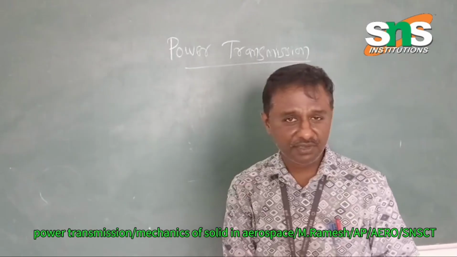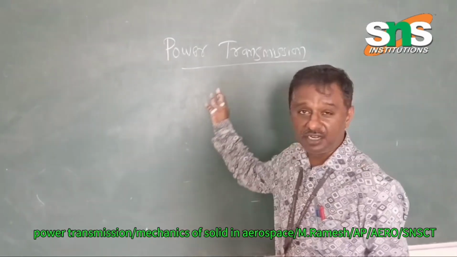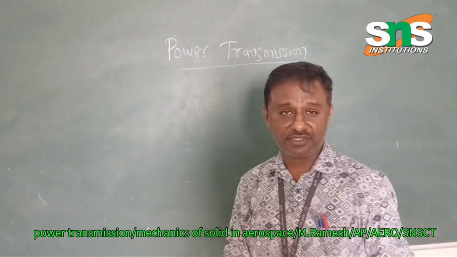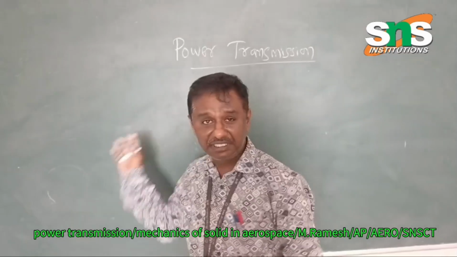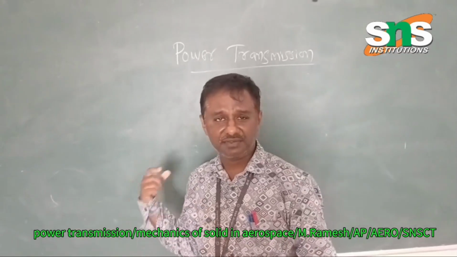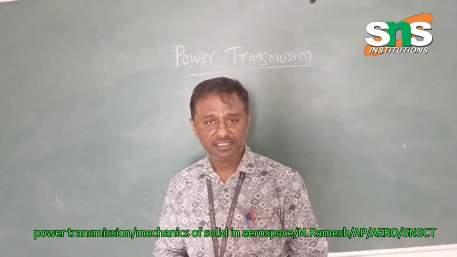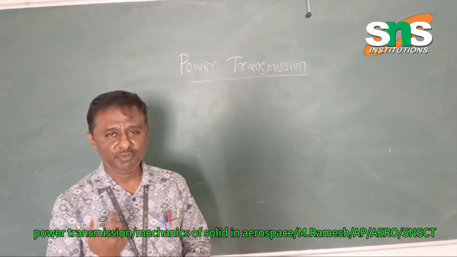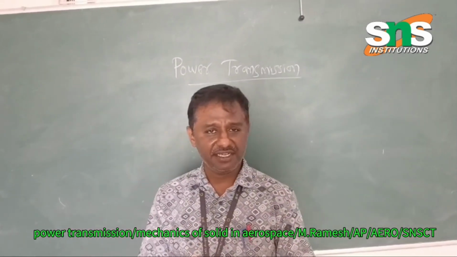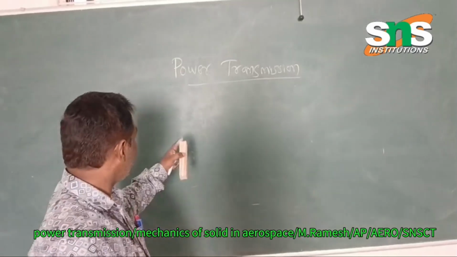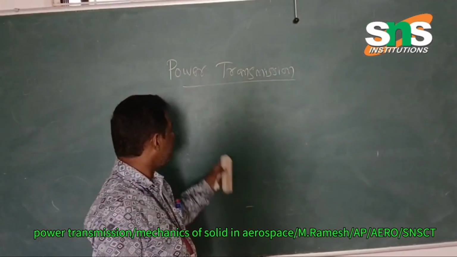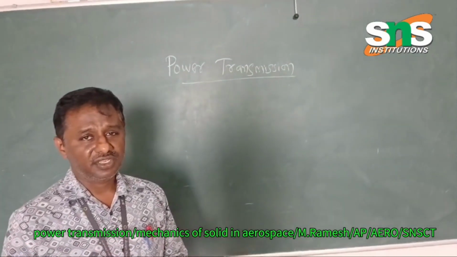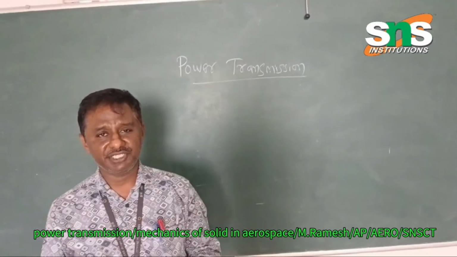In this session, we are going to discuss power transmission by a shaft, which is an application of the torsion equation already discussed earlier. The torsion equation is T by J equal to tau by R, which is equal to C theta by L. In this session, we will see how power is transmitted from the torque.